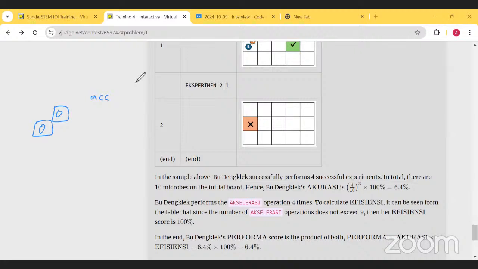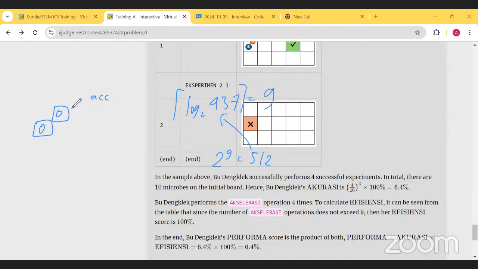So the complexity will be logarithmic. For 100 like this, because 2 to the power of 9 is 500, then in the worst case, this will cost only 9 accelerations. Okay, that is the correct answer.